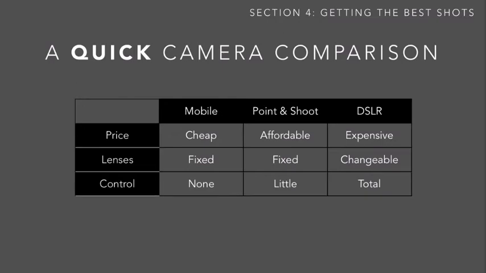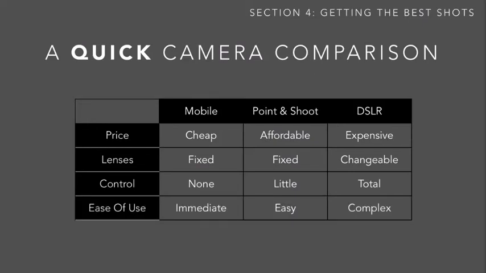And that's really the big difference, is that on a mobile phone, you have no control over the ISO and the other technical aspects. On a point-and-shoot camera, you have a little bit of control. Sometimes they let you change certain aspects, but on the DSLR, you can control each element of the camera to get exactly the type of shot that you want with the perfect balance of settings. But along with that control means that DSLRs are a lot more complex.